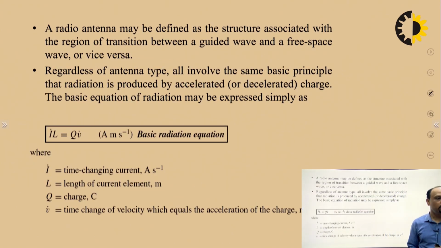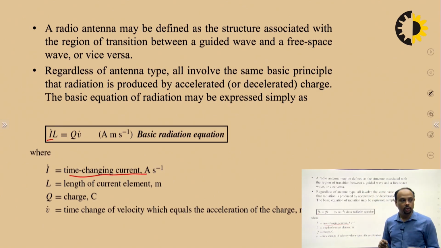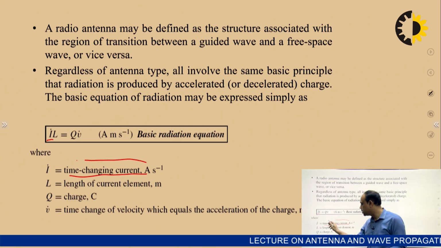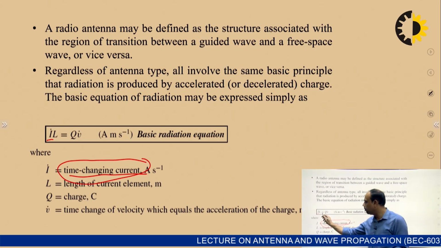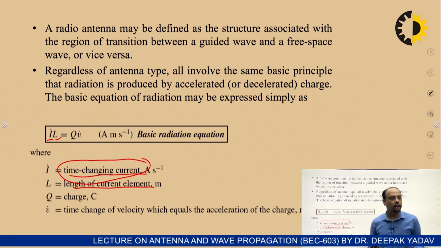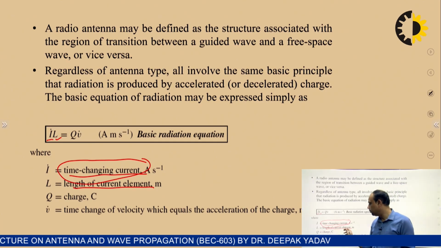So, this is the basic equation that governs the basic transmission of the radiation signal from an antenna. Here this I dot is the time changing current. So, if there is a current that is changing with time, that is a sinusoidal current, or maybe some other current whose amplitude is varying with respect to time, then we take this parameter in one form multiplied with the length of the current element itself. So, on one side of the equation, we have either an accelerating current or time varying current and a length of the antenna that is fixed.